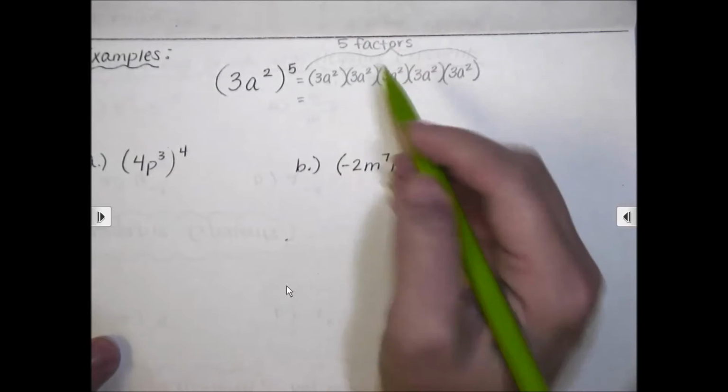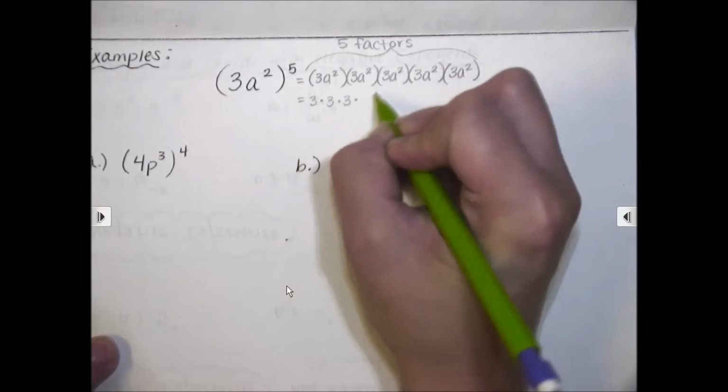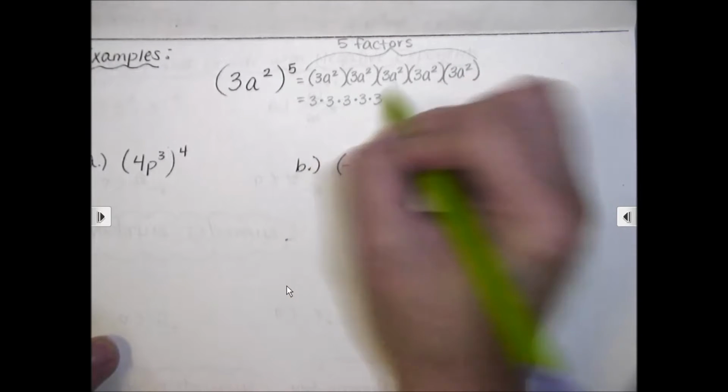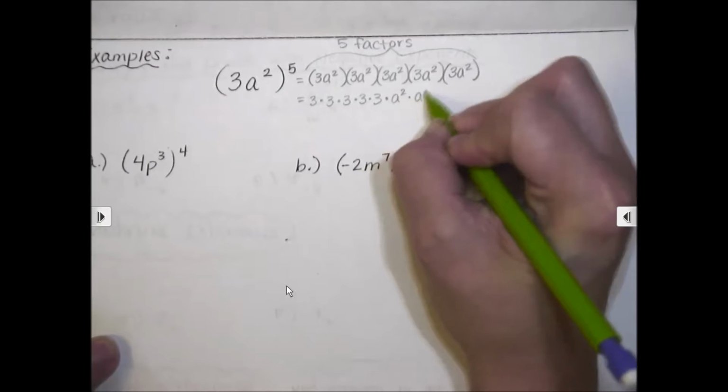So I'm going to do the same thing. I'm going to put all my 3's, these coefficients, together. And how many of them should I have? Okay, and then I'm going to put all my a squareds together.